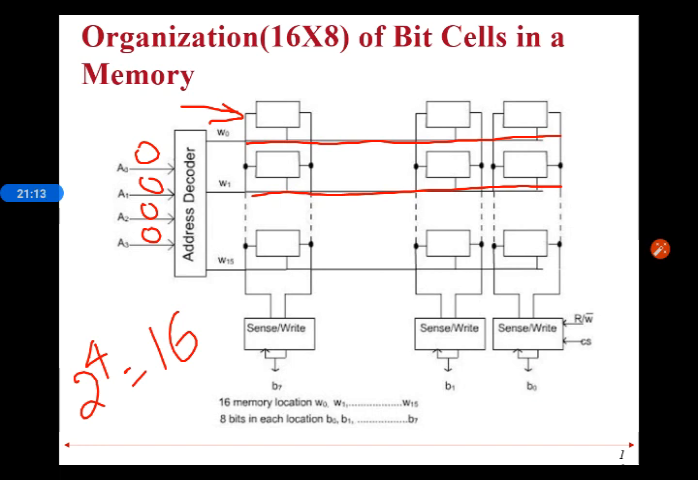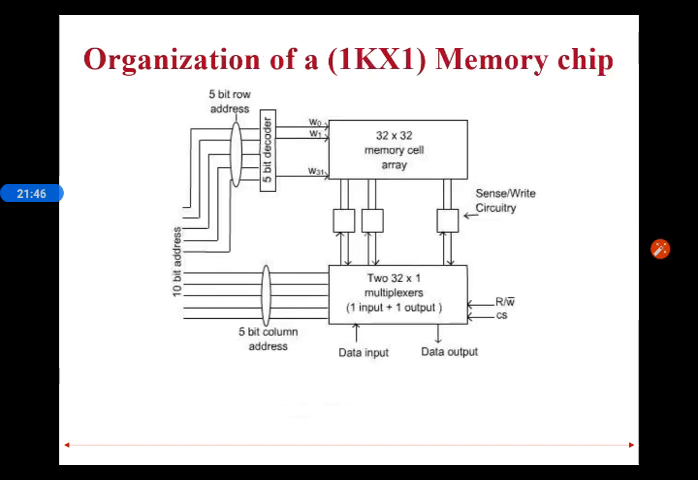When we are performing the write operation, the address decoder will select the row for writing, and the data will be available on B7, B6, B5 up to B0. And what will happen? The sense or write circuit will write the data into the appropriate cell. This is the working of a 16 by 8 memory. I think it is clear, is it? Okay. Now we will go to the bigger one.